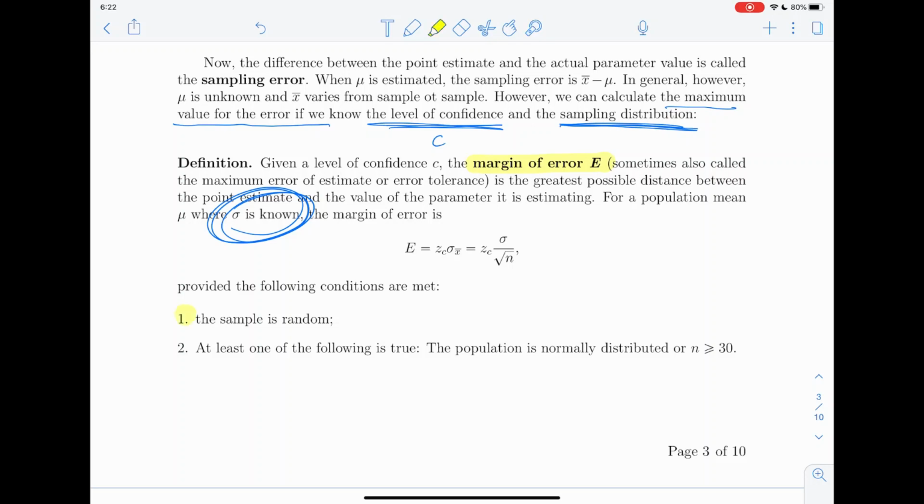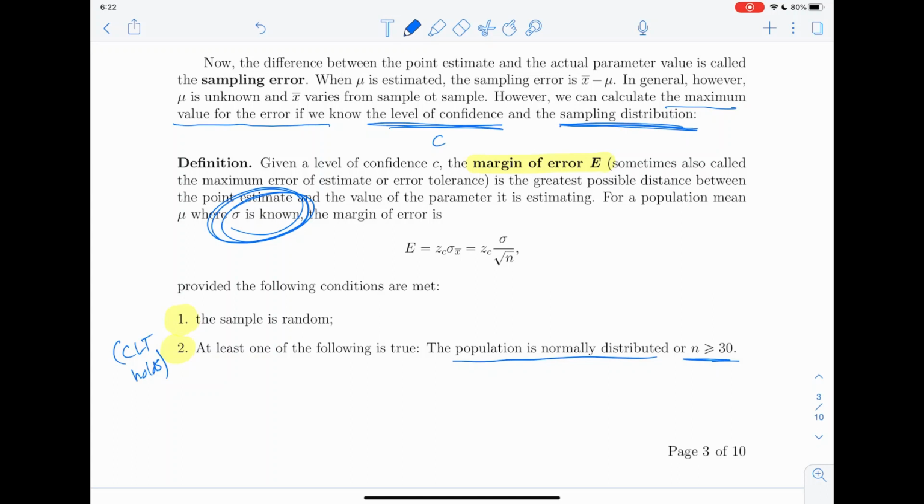The sample has to be random, and part two is essentially trying to argue that the central limit theorem holds. That is, either the population is normally distributed or the sample size is greater than or equal to 30. So if you recall how much I tried to make sure everyone was aware and writing down, making sure that the central limit theorem held in the last chapter and going through all those details, we're going to have to continue to be that careful as we proceed, because the central limit theorem isn't going anywhere anytime soon.